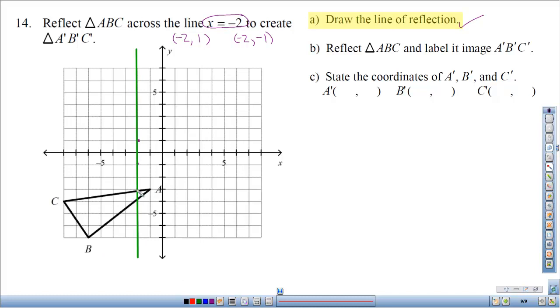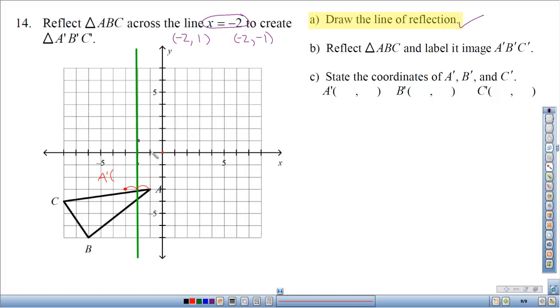So how far is point A from the line of reflection? 1 unit. I'm going to go 1 unit over. Right there will be A prime. In fact, let's figure out where A prime is. Now be careful. You don't want to use your line of reflection. You're going to actually count from the origin.